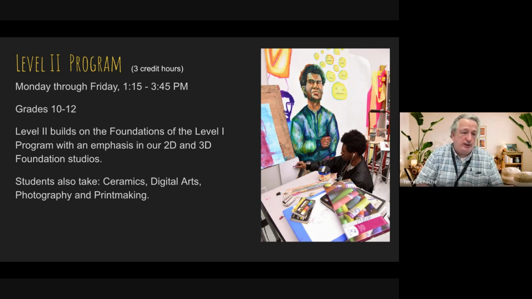Level 2 builds on those foundations to emphasize more 2D and 3D, and they cycle through ceramics and digital arts. In digital arts, they learn a base of understanding for Photoshop and those skill sets, and then we cycle through at a higher level, more advanced and more difficult as time goes on. The student also gets more autonomy, making their own choices about what they're interested in doing.